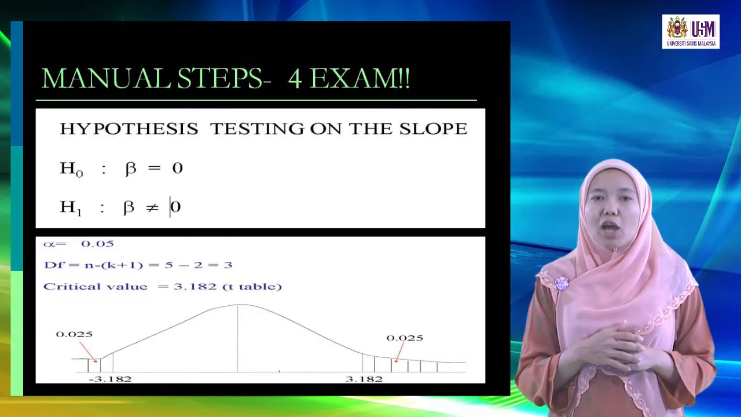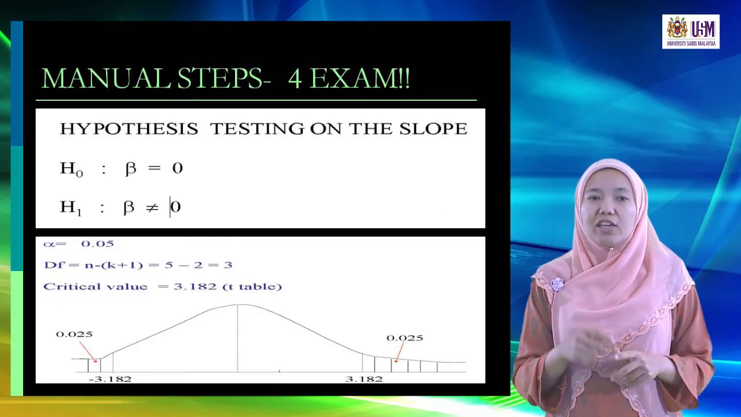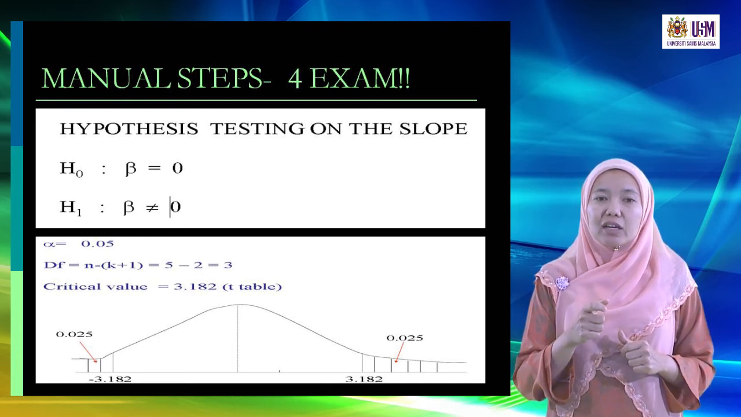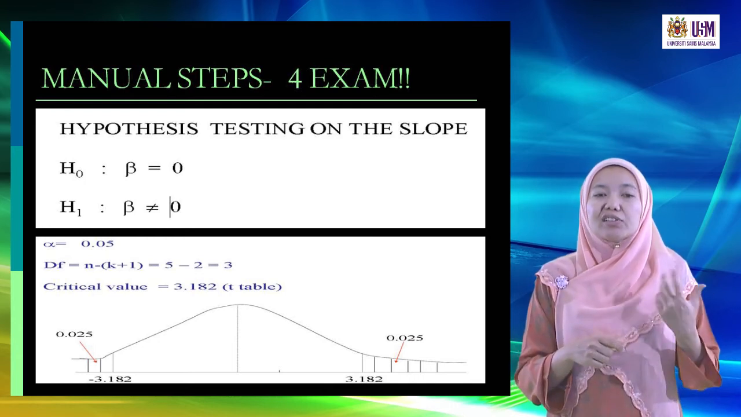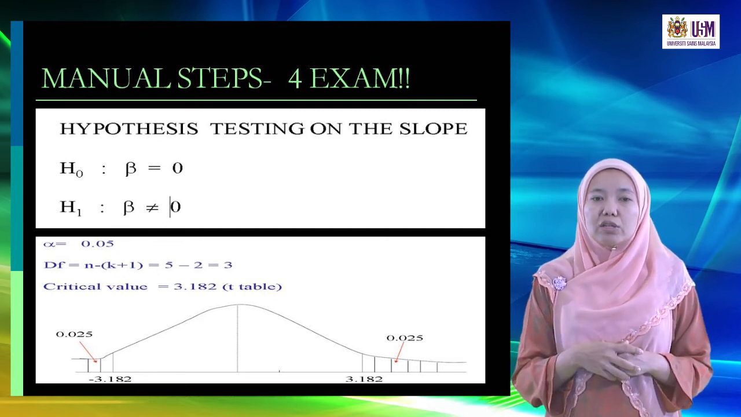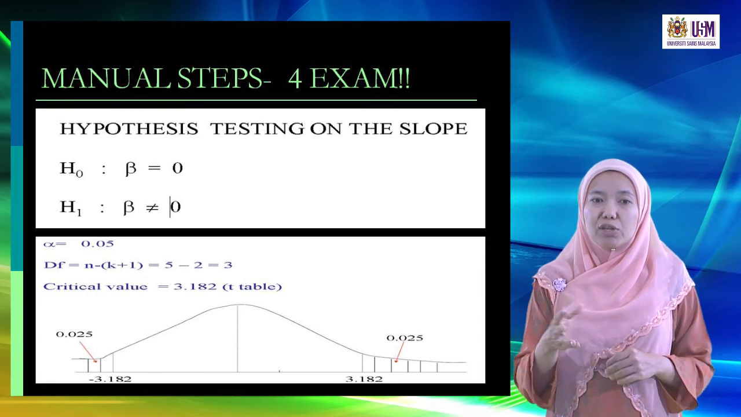When it comes to hypothesis testing on the slope, your H0 is always beta 1 equals 0. Alternatively, H1 is beta 1 does not equal 0. You want to test whether the slope is significant or not.